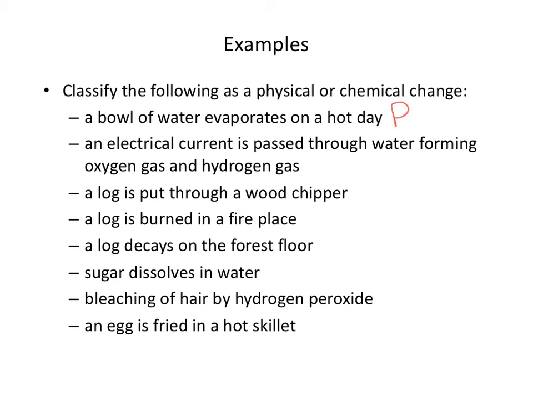Now, if I take an electrical current and pass it through water to form oxygen gas and hydrogen gas, I'm still going from a liquid to gases in this case, but now I'm converting the compound water into its constituent elements, oxygen and hydrogen, and so that would be an example of a chemical change.